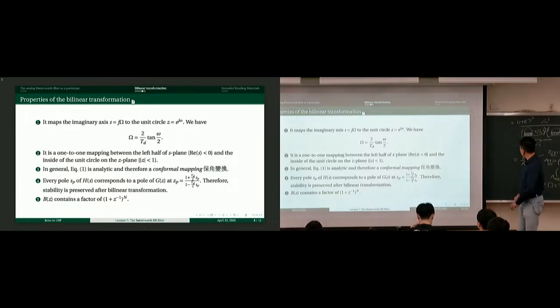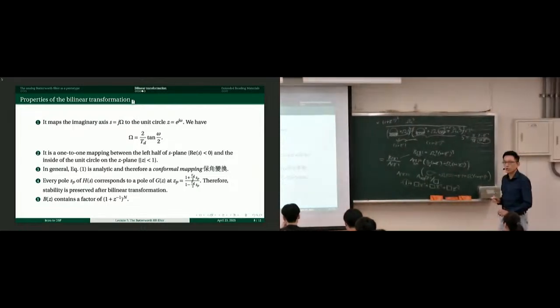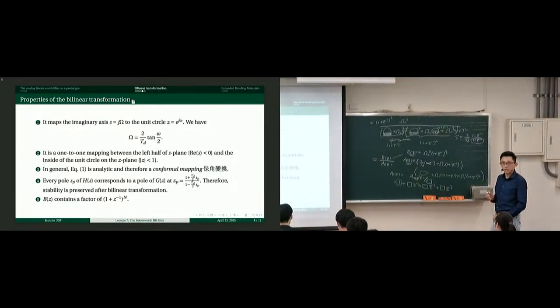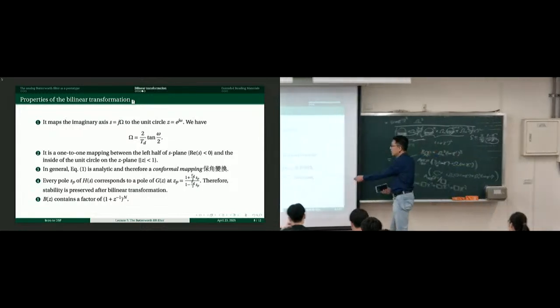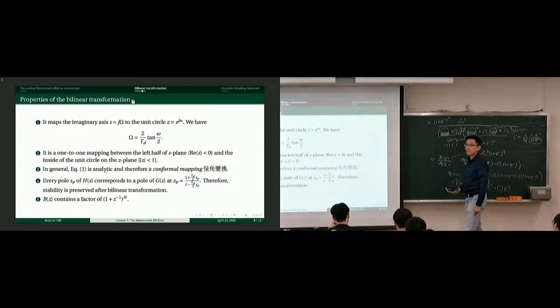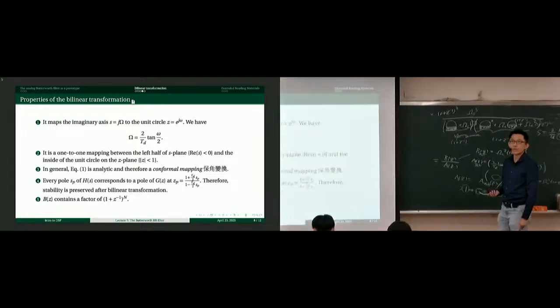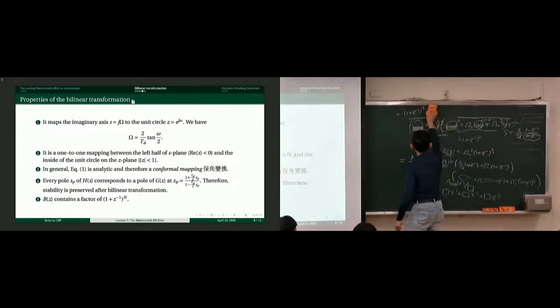Conformal mapping, have you learned that? Have you heard of the concept of conformal mapping? Yes? No? Conformal mapping in Chinese is 保角变换. It means that somehow the angle is preserved. Literally, 保角嘛，保持角度, the angle is preserved. In what sense?